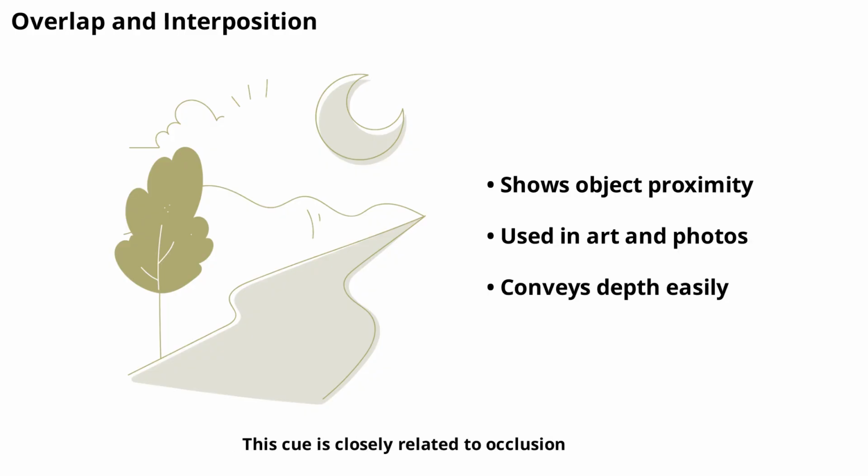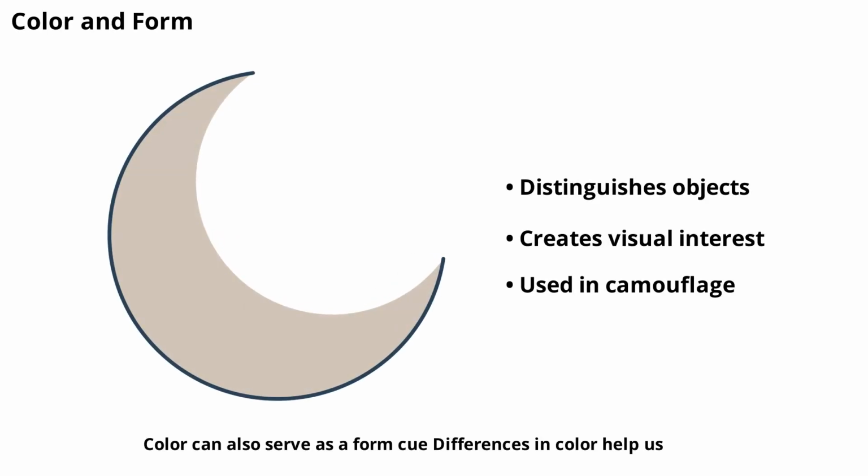Overlap, also known as interposition, is when one object covers part of another. This cue is closely related to occlusion and helps us determine which objects are closer. For example, if a tree overlaps a house in a picture, we know the tree is in front. This simple visual hint is used constantly in art, photography, and daily life to convey depth. Color can also serve as a form cue.